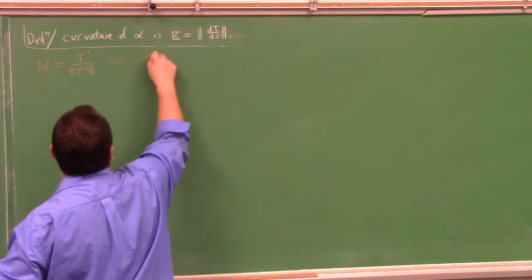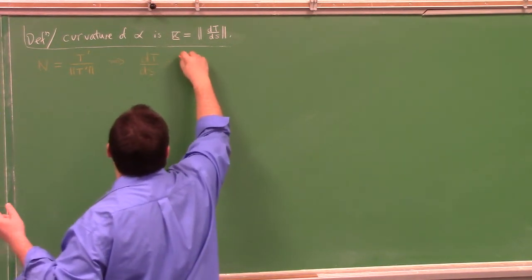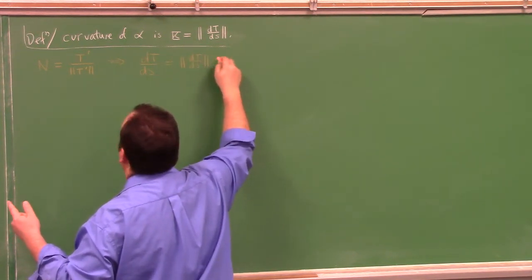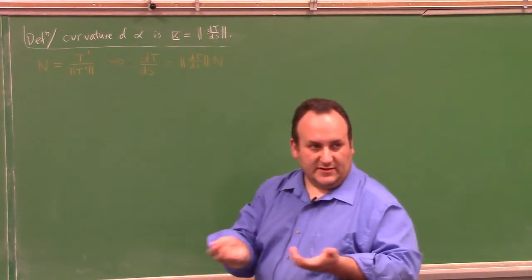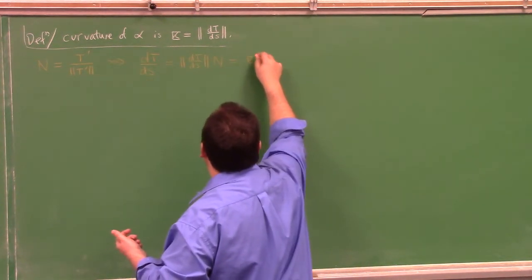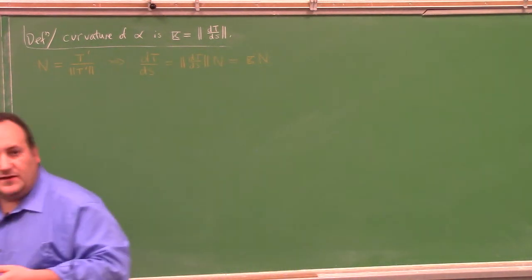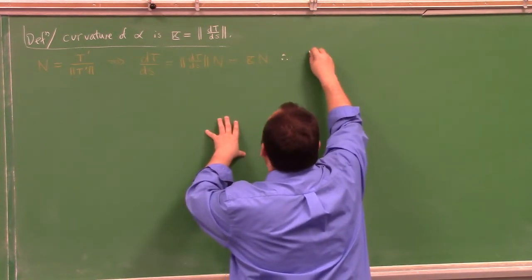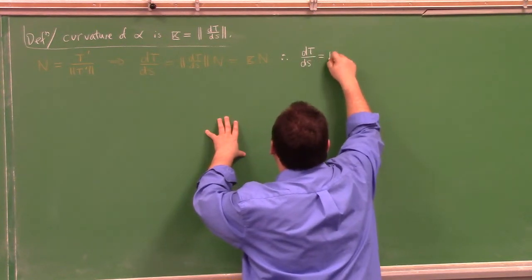That tells us that dT/ds is equal to the magnitude of dT/ds, right, times n. But what is the magnitude of dT/ds? It's the curvature, right? This is kappa n. And that is one of the Frenet equations. So I'll capture it again here. Therefore, dT/ds is equal to kappa n.